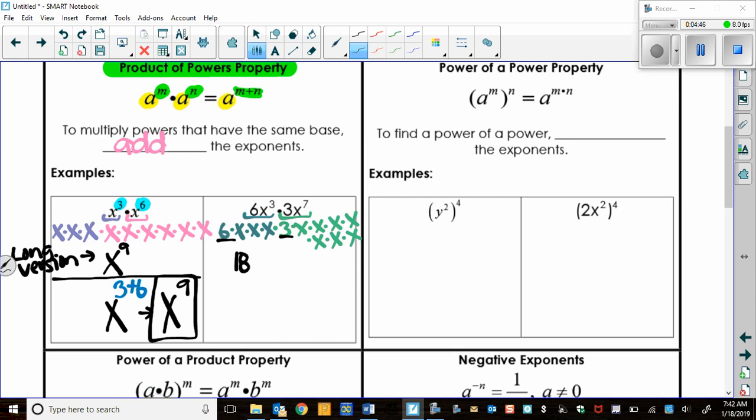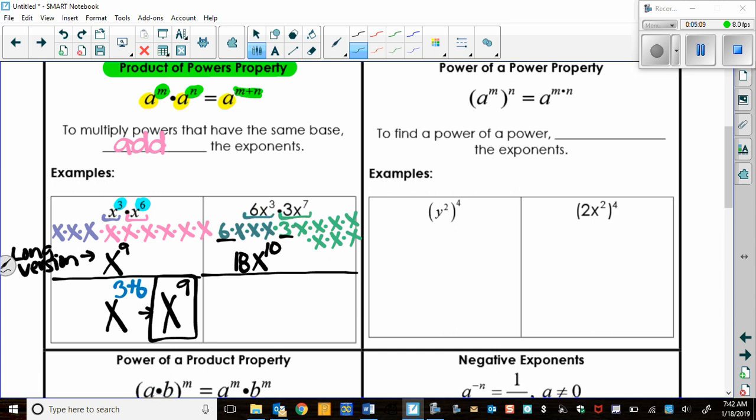Then if I count all my x's, I should have 10 x's. So really x times x times x, and all the way, if I say that 10 times, really that's x to the 10th power. So really my answer is 18 times x to the 10th power. But again, this is the long version. Using the shorter version, I'm going to go ahead and show you that now.